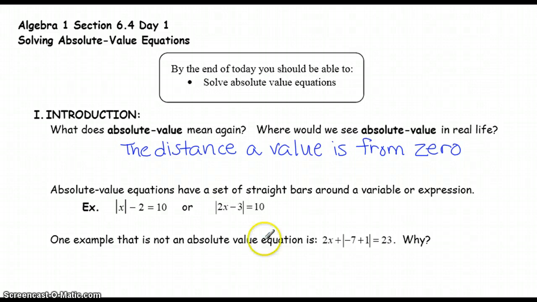So down here it says absolute value equations have a set of straight bars around a variable or expression. So here we have our example. Here's our bars around our variable. And here's an example of our absolute value bars around an expression. Down here, this is not an absolute value equation.